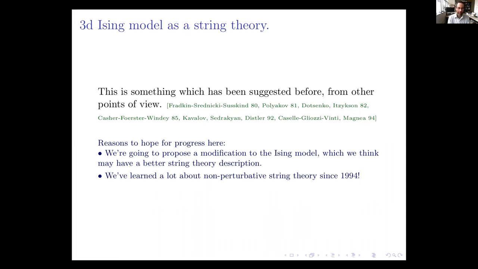The second point is that we've learned quite a bit about non-perturbative string theory since 1994. Maybe we can learn something new. And I guess I should say we do know, in some sense, a holographic dual of the 3D Ising model from Klebanov and Polyakov, as a sort of higher spin theory at strong coupling. But here the hope is to really find a description in terms of strings, since that was the motivation that we were led to, and we'll see how far we get. Don't get too optimistic about it.